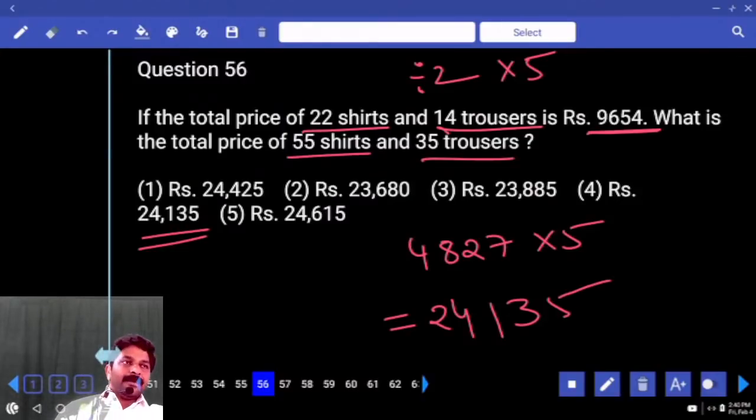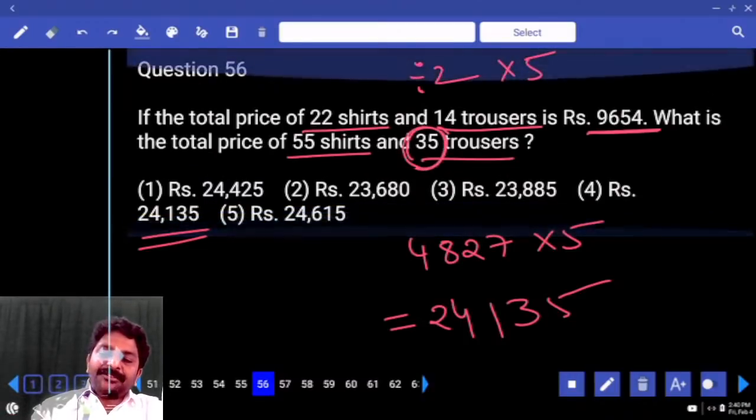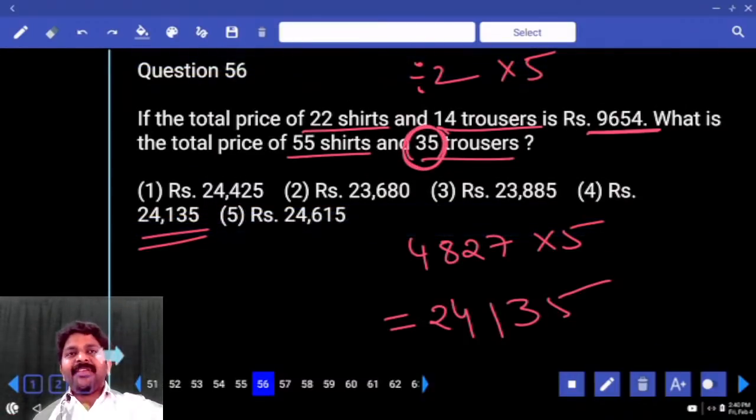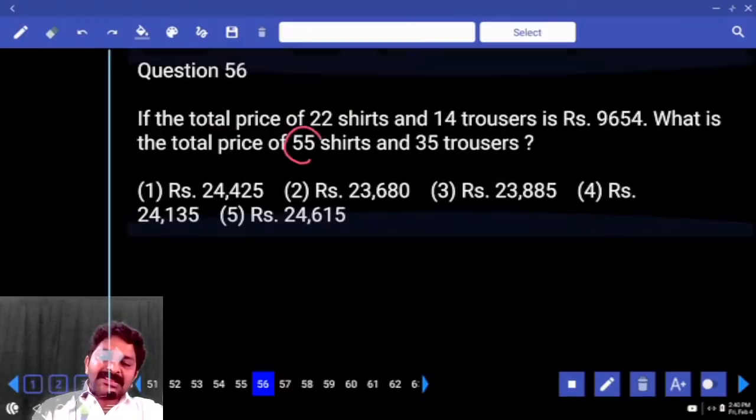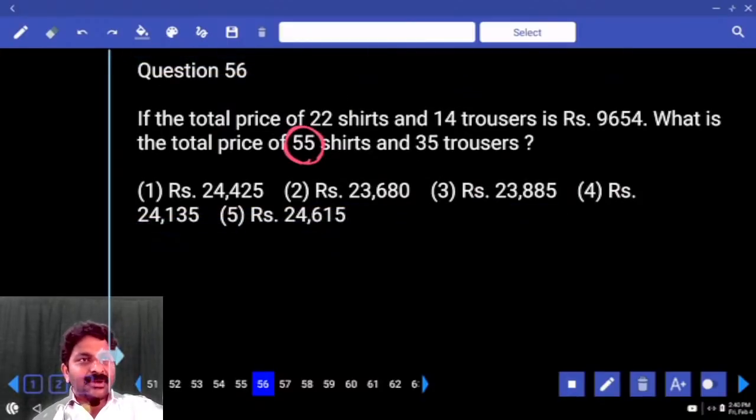24,135. So in the same question, in place of 35 trousers, if you have any other number, the answer is? Because the proportionate increase in shirts is not the same as trousers. So the answer cannot be calculated. And at the same time, in place of 55, if you have any other number also, the answer cannot be determined.